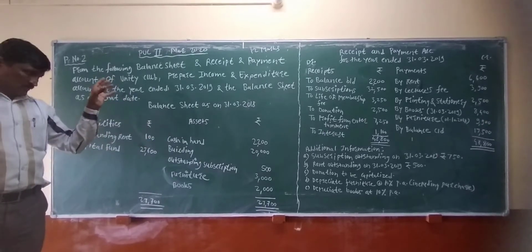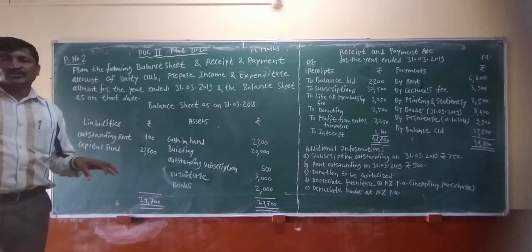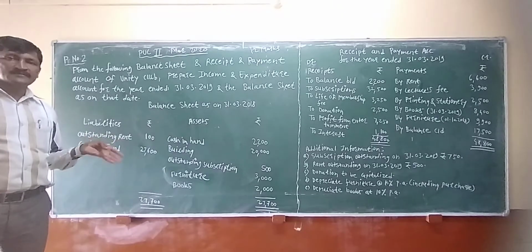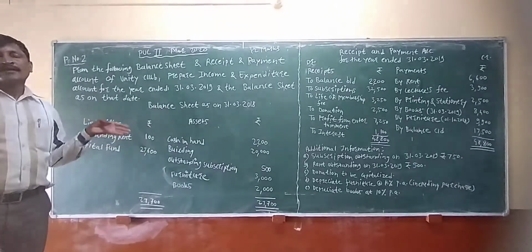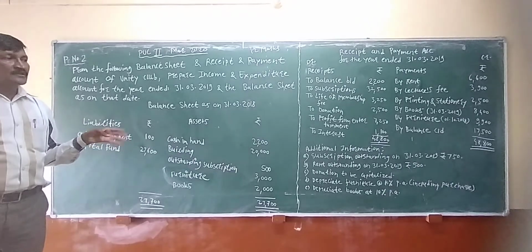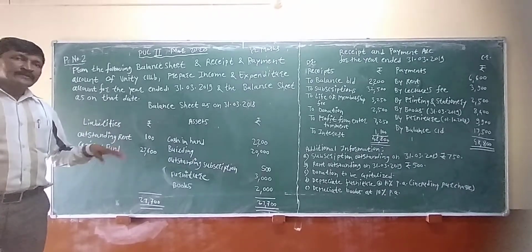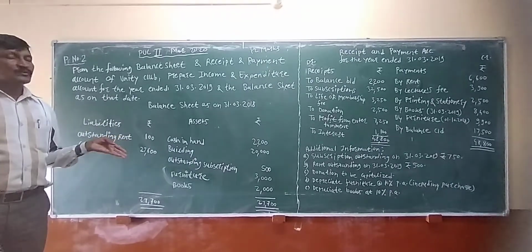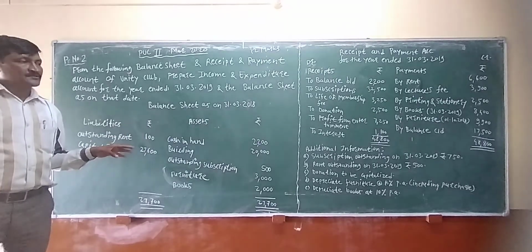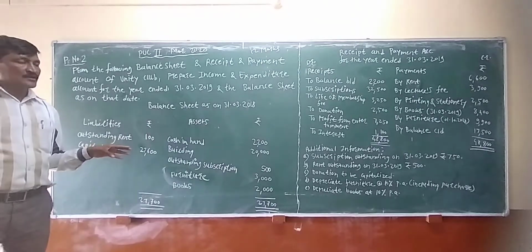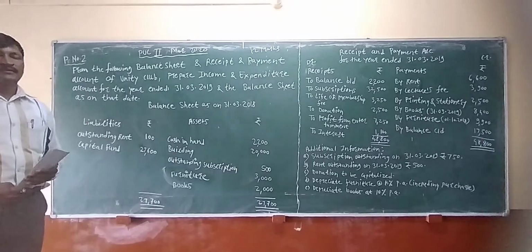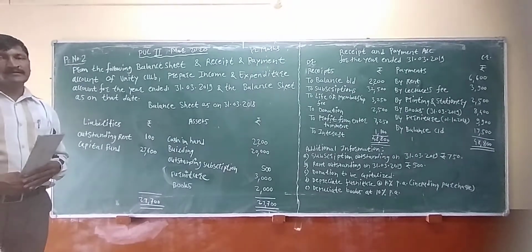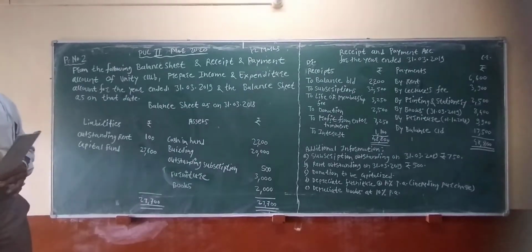Next, you can find out the surplus or deficit. When there is a surplus, you add it to the capital fund. When there is a deficit, you deduct it from the capital fund. So remember it. All included capital is added.